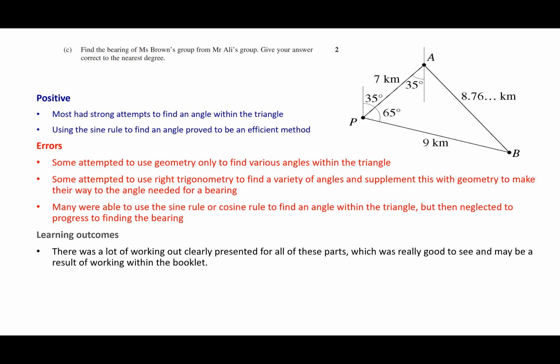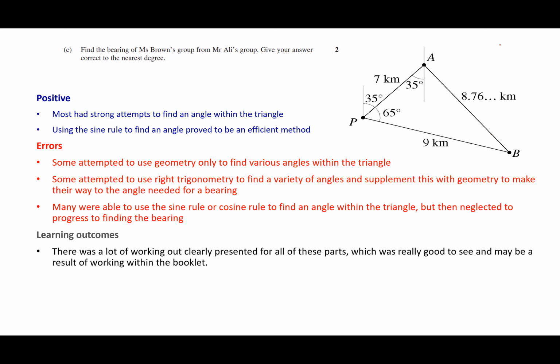In part C, again, we had strong attempts to find an angle within the triangle, and using the sine rule to find an angle proved to be an efficient method. Where students perhaps were not getting full marks, there was an attempt to use geometry only to find various angles within the triangle, and you can see even on the diagram you've got your compass markings, so they were then translated as well at B, and so there was an attempt to use parallel lines to try and work out angles.